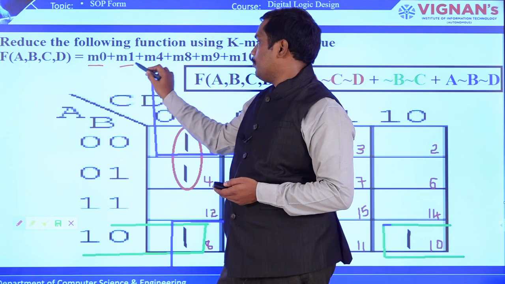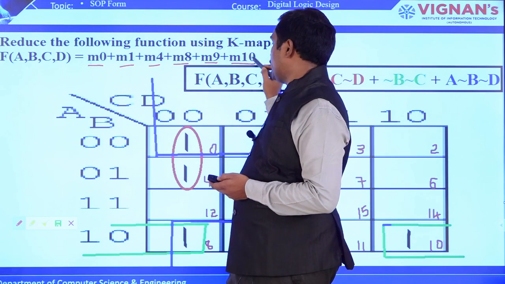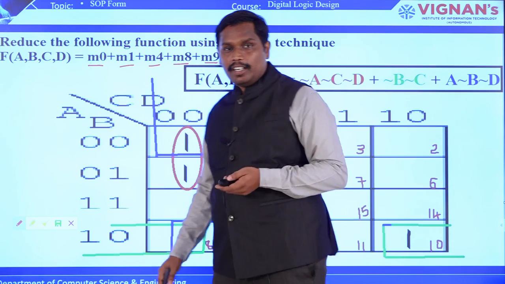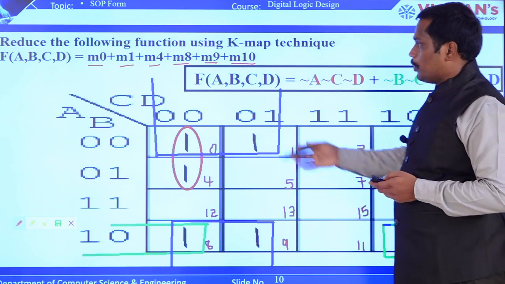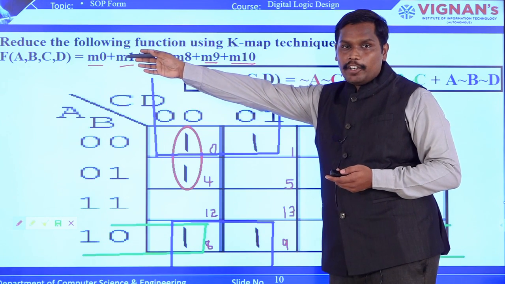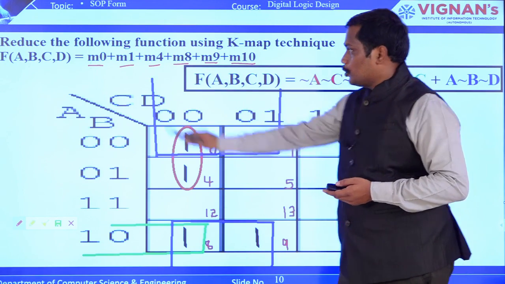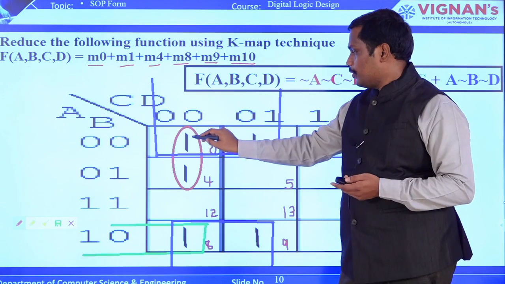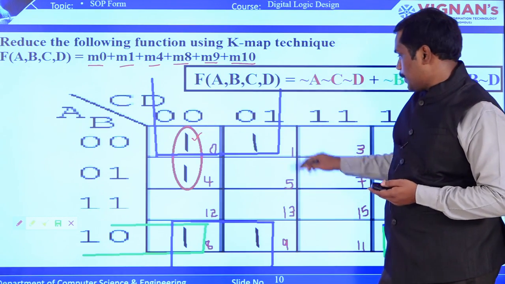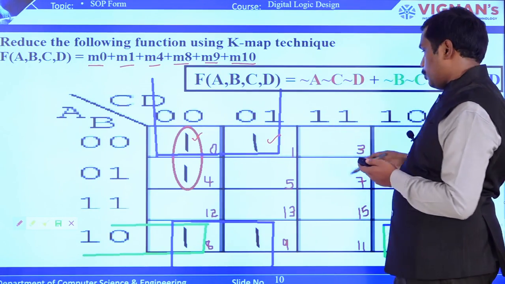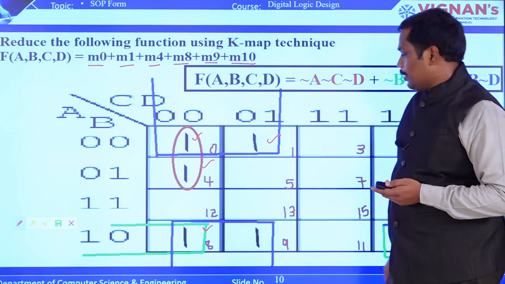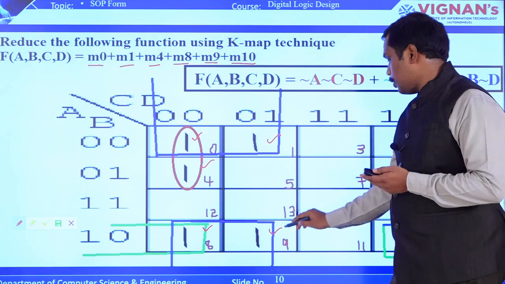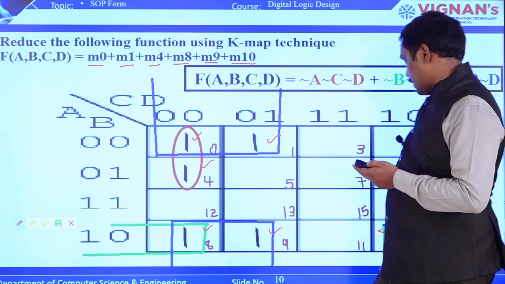Min terms M0, M1, M4, M8, M9, M10. These are the positions in the Karnaugh map, so you can directly point out 1 in the corresponding location. M0, so the 0th cell you have to represent with 1, and then 1, here 1, and then M4, here I have marked 4, and the 8th cell is marked 1, and then the 9th cell is marked 1, and then the 10th cell is marked 1.